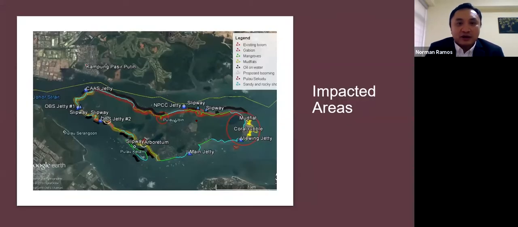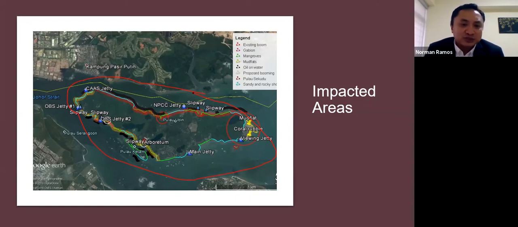Just a quick look at more of the impacts in Singapore. One of the most impacted areas is what we call Pulau Ubin, this island here. This island is still part of Singapore, and Pulau Ubin is quite famous in Singapore. If you want to see a rural area, this is one of the last rural areas in Singapore. As you know, Singapore is a highly urbanized country, but if you want to have a feel of what rural Singapore is like, you have to come to Pulau Ubin.